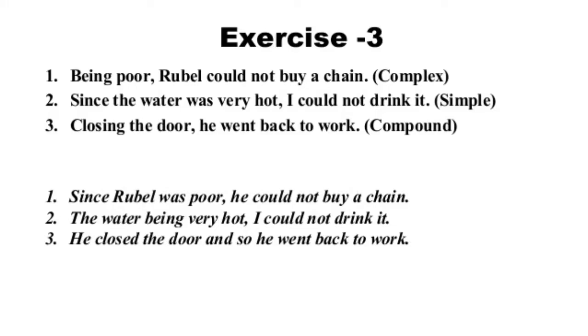Okay, now you have to change into compound. So in compound, what kind of coordinating conjunction do you have to use? Yes, you have to use "and so". So look at the answer here, children: He closed the door and so he went back to work. So that is the coordinating conjunction you have to use in the compound sentence, children. So that is the simple, compound, complex sentences in rule 3, children. So that's all from rule 3. Next, let's move to the next rule, that is rule 4.